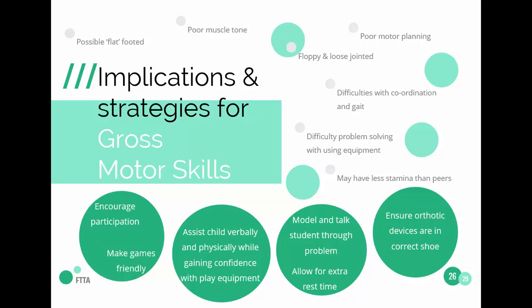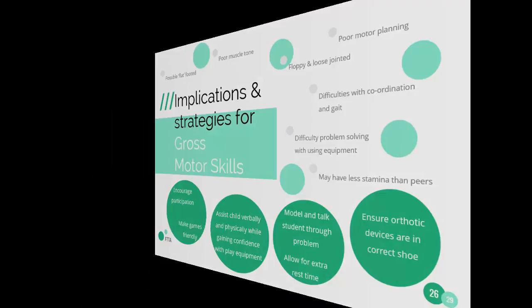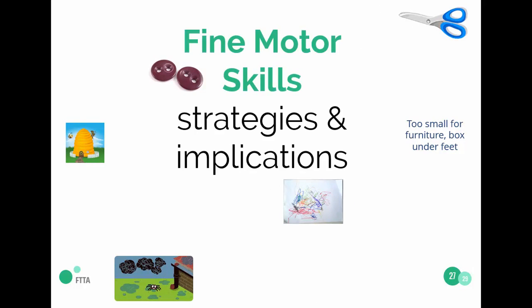Ensure orthotic devices are in the correct shoe. I'm not sure what they're made out of, the cushioning plastic stuff that goes in each shoe if a person is flat-footed or has some other problem with their feet. So you've just got to make sure that the left is in the left shoe, the right's in the right foot shoe, and that they're actually using it. They're not sitting in their bag somewhere. Some kids might get embarrassed, for example.